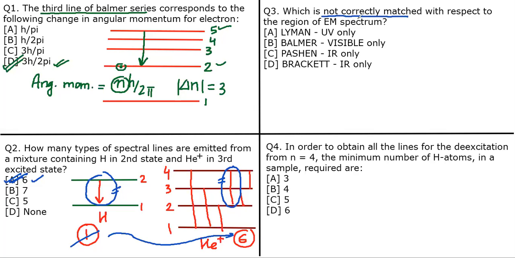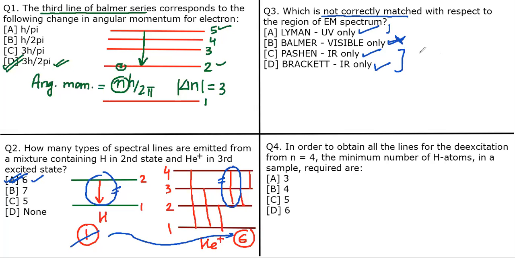Now let's come to the third simple question, which is: not correctly matched with respect to the region of electromagnetic spectrum. Lyman belongs to ultraviolet only. That's okay. Balmer belongs to visible only. Let's verify this. Paschen belongs to IR only and Brackett belongs to IR only. These 3 things are fine. I am having some doubt in this.